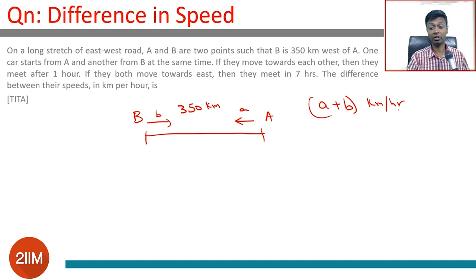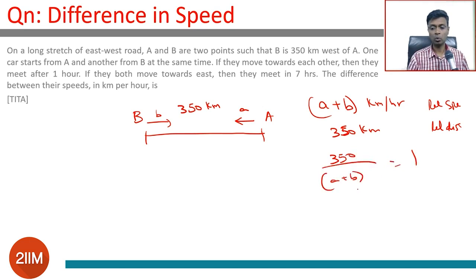This is the relative speed. Relative distance is 350 kilometers. Time taken is 1 hour. So 350 by A plus B equals 1, or A plus B is 350 kilometers per hour. Wonderful.